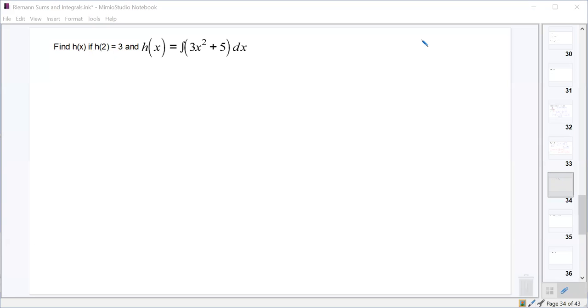So we want to find a function h of x with h of 2 equal to 3. So we're given an initial value or initial condition to this. That's why we call these an initial value problem. And we're given an indefinite integral, the indefinite integral of 3x squared plus 5 dx. So the integral of 3x squared plus 5 should be what?